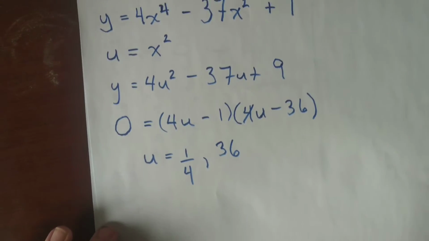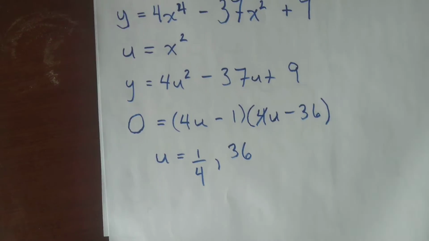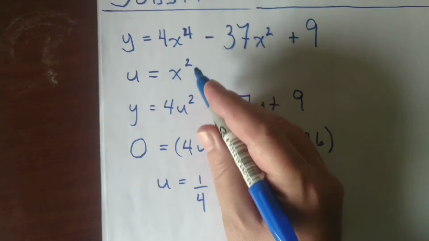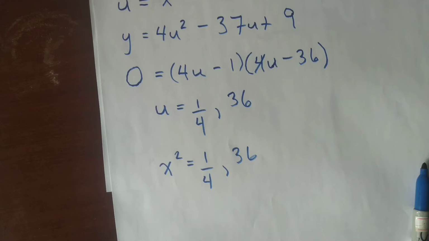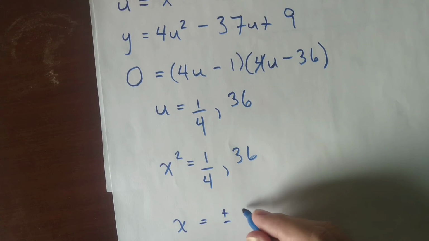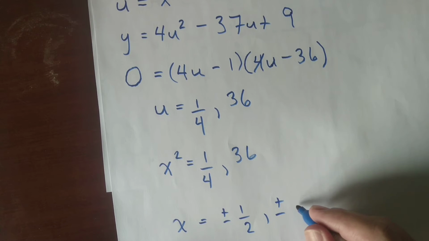Okay, this one's critical, so please don't make this mistake. So u is x squared. Let me back up here. If u is x squared, we have to find out what x is. That's our goal from the beginning. So finally, we find out that x is equal to plus or minus 1/2 and plus or minus 6.